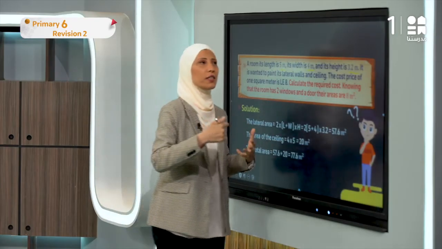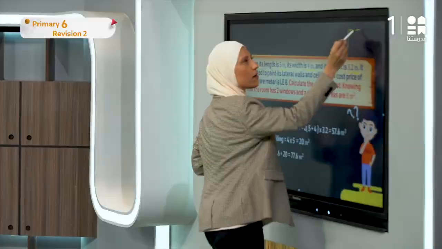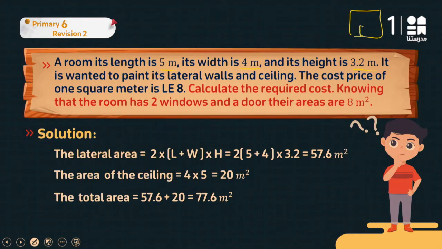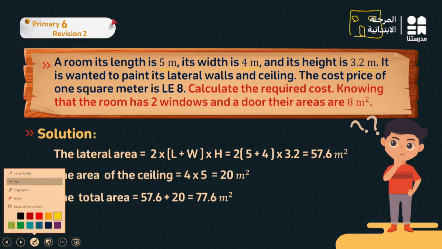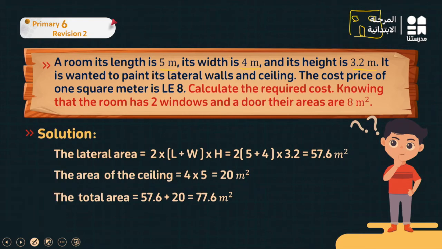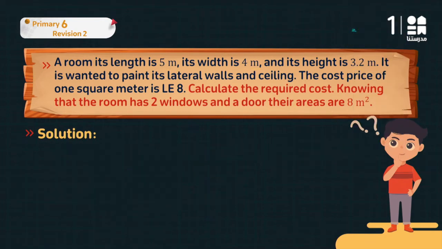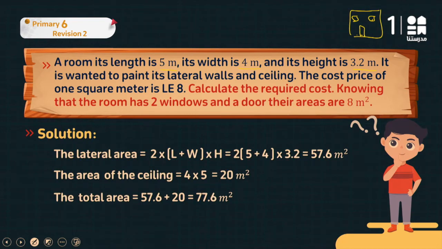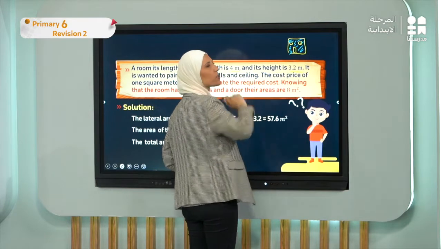I want you to imagine it. Look, imagine that I have the room here. Okay, this room has a door and 2 windows. I wanted to find the area of this part. So what am I supposed to do? I'm supposed to find the total area and subtract the area of the 2 windows and the door.